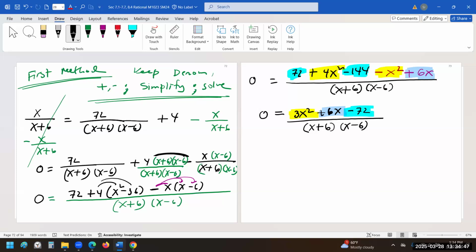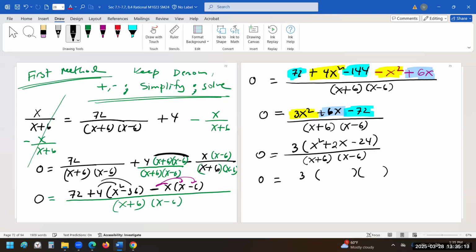And we've seen before, we have a GCF, so we pull out the GCF. 3 times x squared plus 2x minus 24. I still have the denominator, and I just want to factor the numerator. So what are the two factors? Plus 6 and minus 4. And now what do you observe?